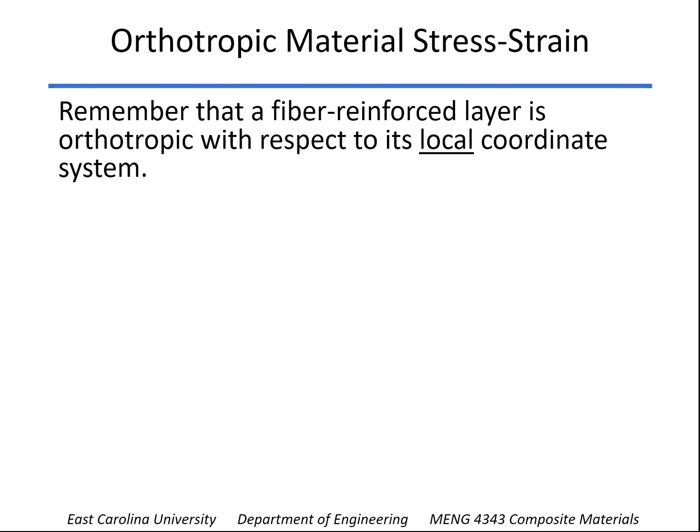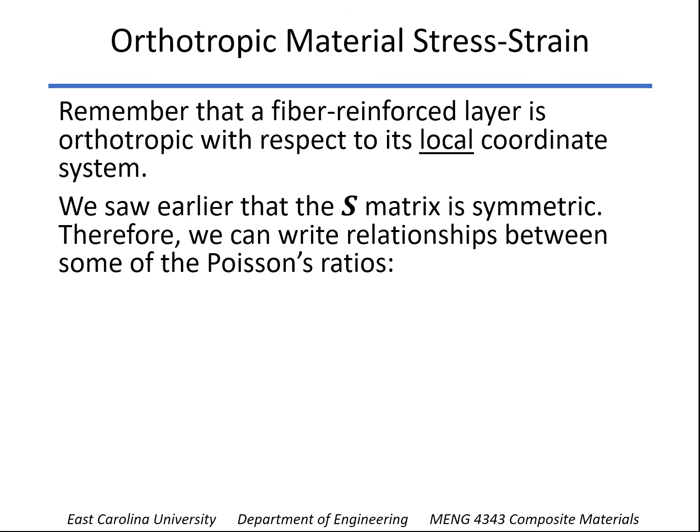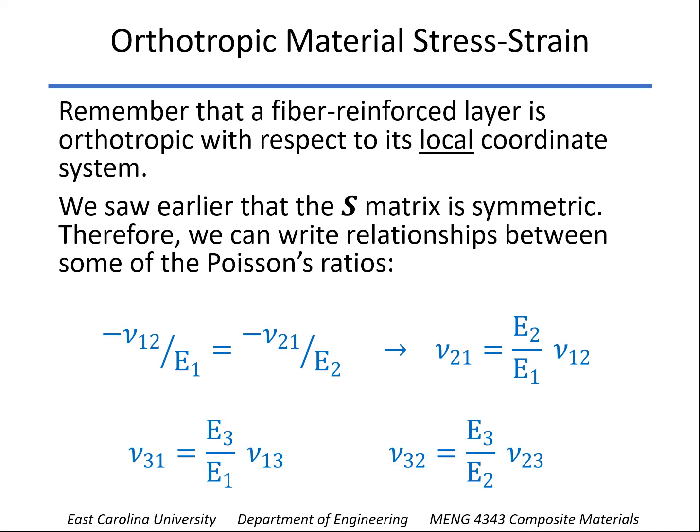One thing to remember here is that a fiber reinforced layer is going to be orthotropic with respect to its local coordinate system. Once we rotate it and put it into a general orientation, it becomes a monoclinic material. And again, the S matrix, the compliance matrix, is symmetric, so that's going to mean that we can write some relationships between the Poisson's ratios. For example, these 2 terms are the same, which means that the value of the Poisson's ratio 2,1 is equal to the ratio of the 2 Young's moduli times Poisson's ratio 1,2. And similar for the other pairs of Poisson's ratios.